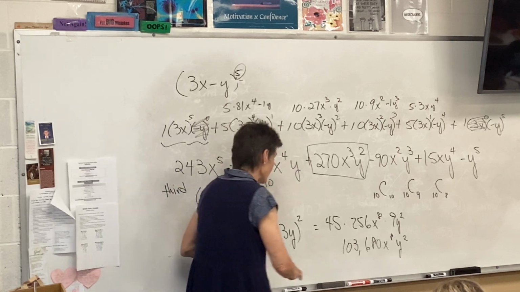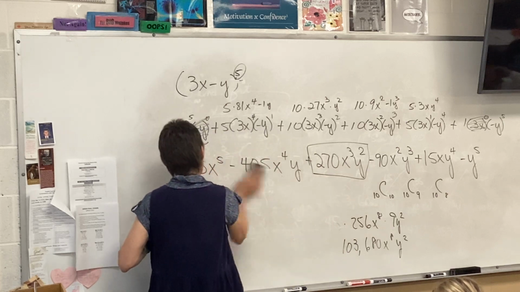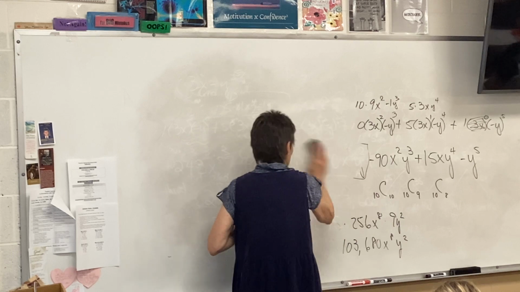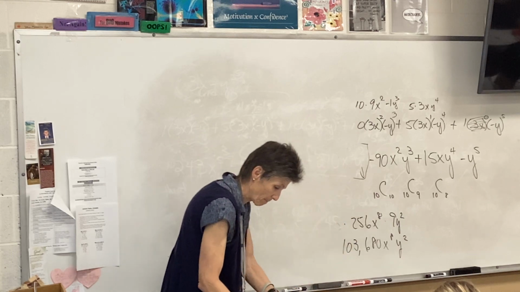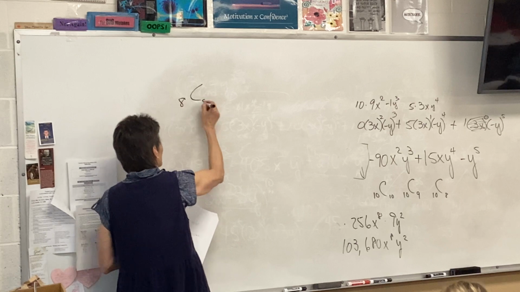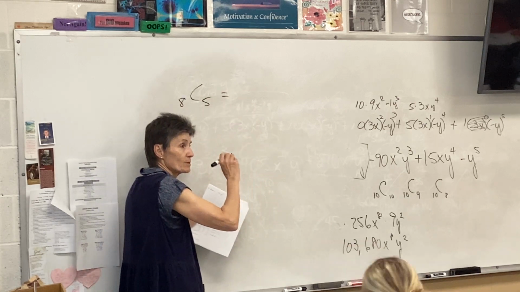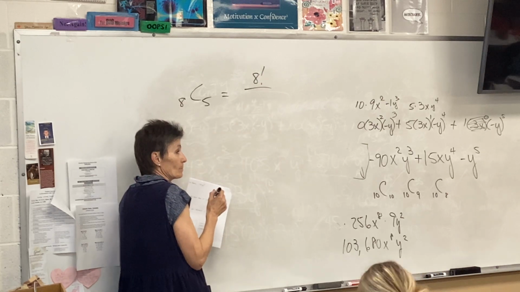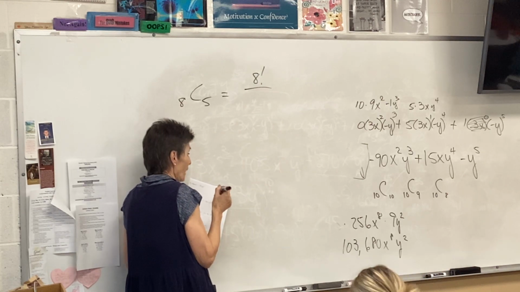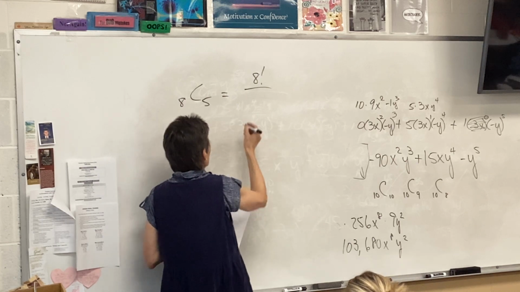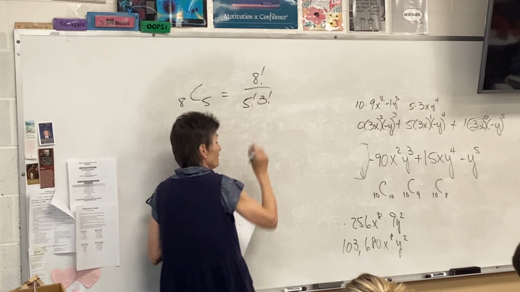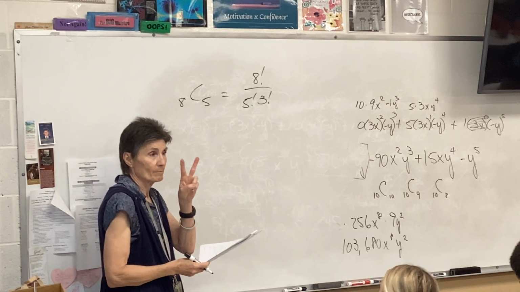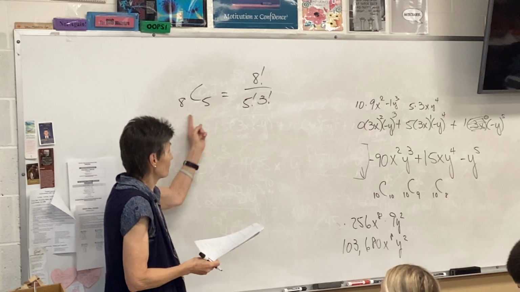How do you calculate 8C5 by hand? 8C5 by hand. How do we do that? Got a little formula for it. Who remembers? 8 factorial goes on top. What goes on the bottom? 5 and 3. Remember with the C's, you have 2 things on the bottom: that number and then the difference number.